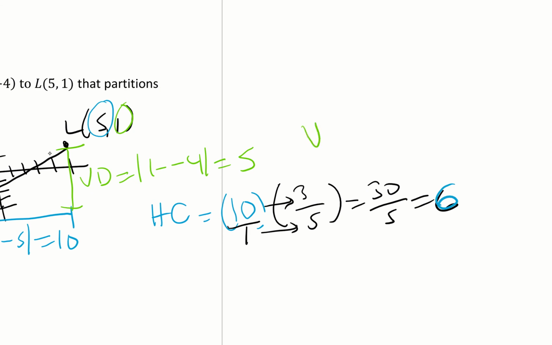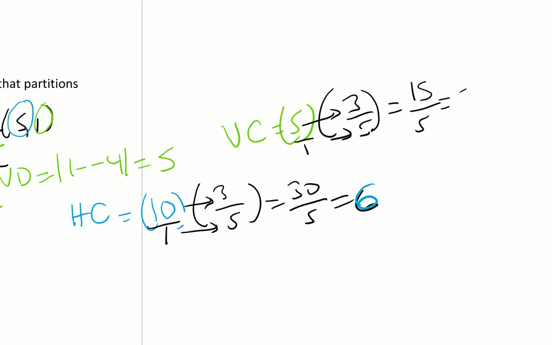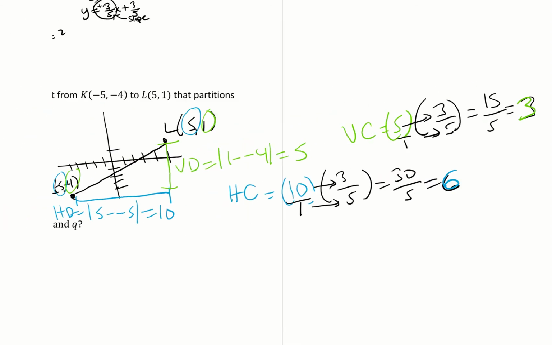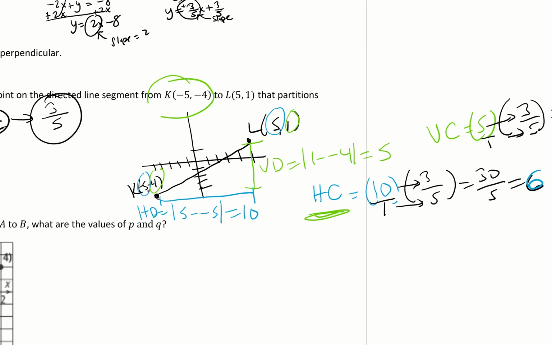My vertical change, I have to do 5 times the fraction, 3/5. Put this over 1, multiply straight across. 15 divided by 5 is 3. So this means that I'm going to go 6 over horizontally and then 3 over vertically from point K. Because remember, you're going from K to L. So from K, I'm going to translate.